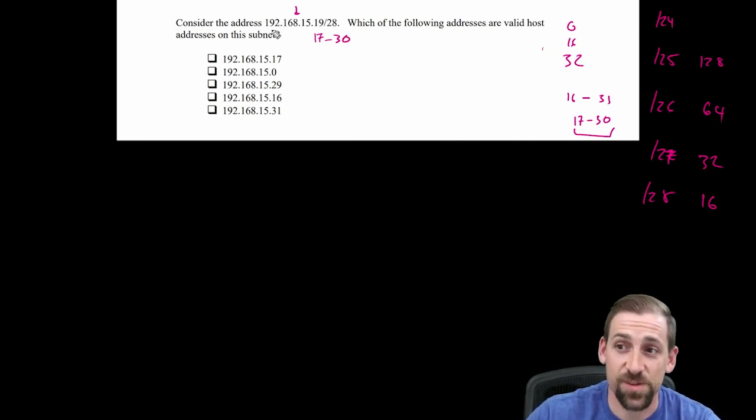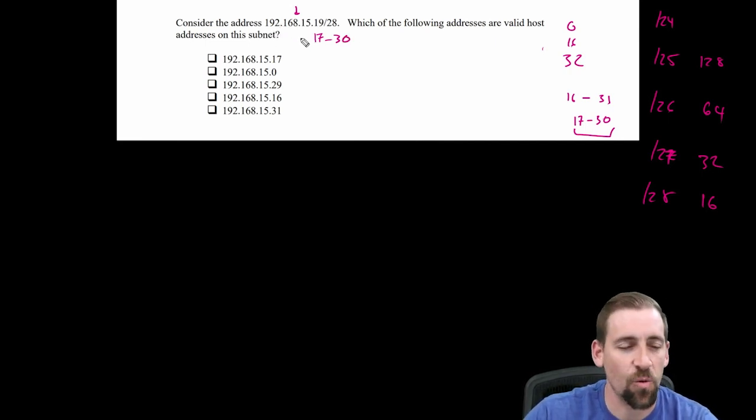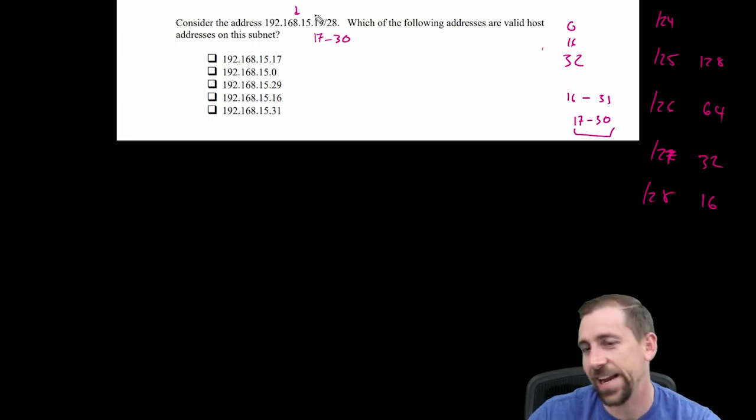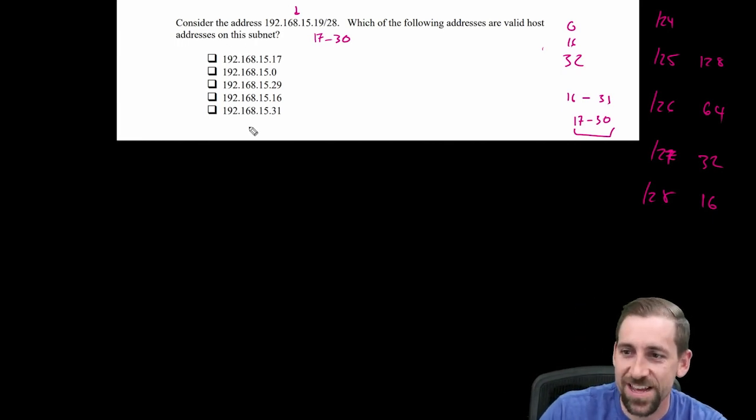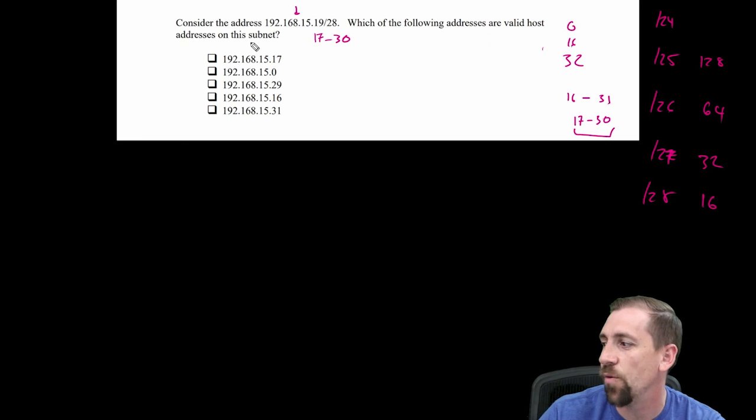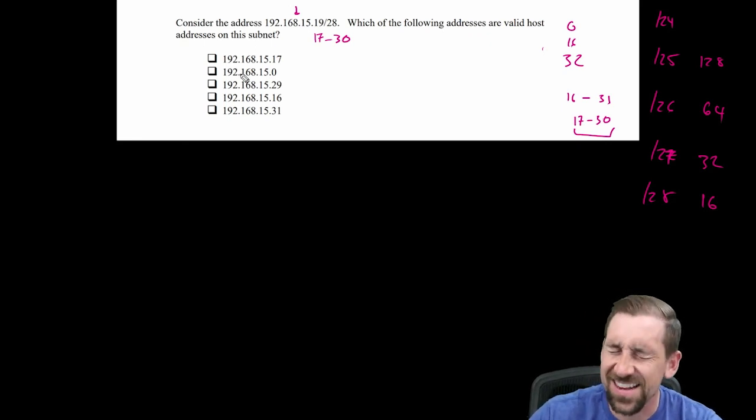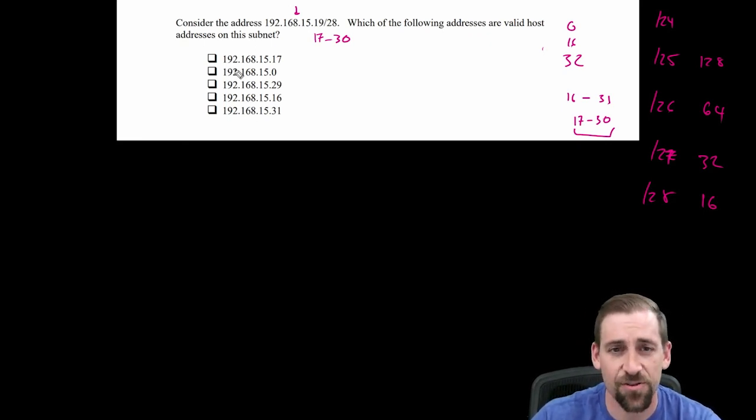And the first 3 octets must be 192.168.15, and they cannot change. So if we look here, actually all 3 of these addresses are 192.168.15. Why am I verifying this in the first, second, and third octets?